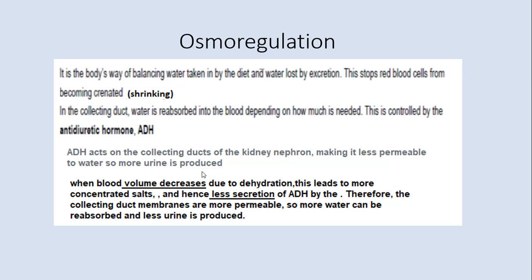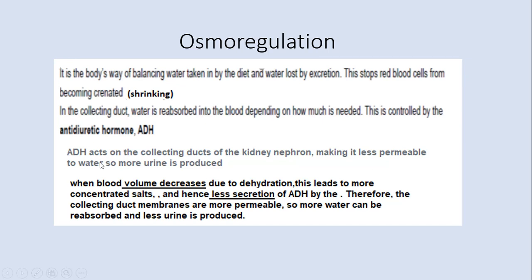So when you have less volume of water in your blood, that means that most of the water should get back to your blood. You should not urinate frequently or too much. That's why ADH should be secreted at a lower rate. So here, when there is a decrease in the volume, there is less secretion of ADH, in order to retain or reabsorb more water back to the blood.